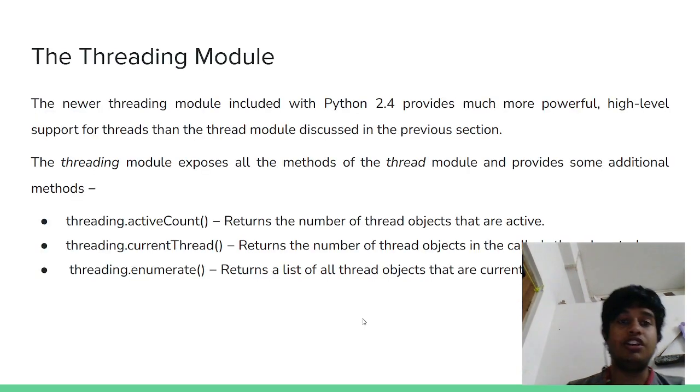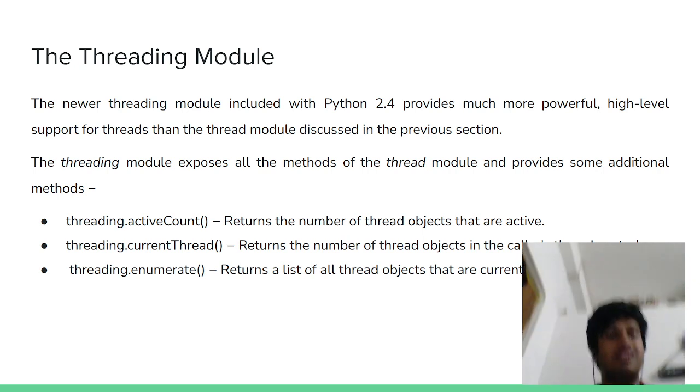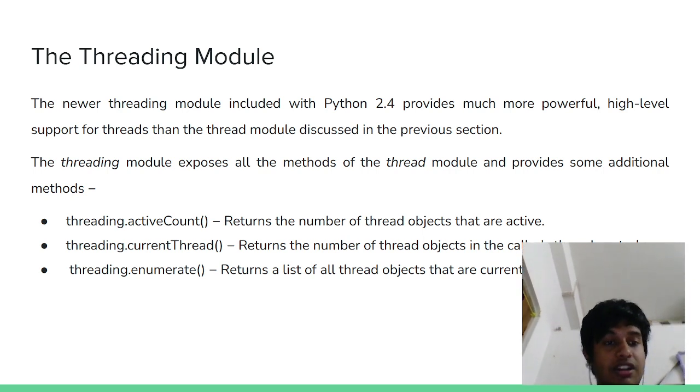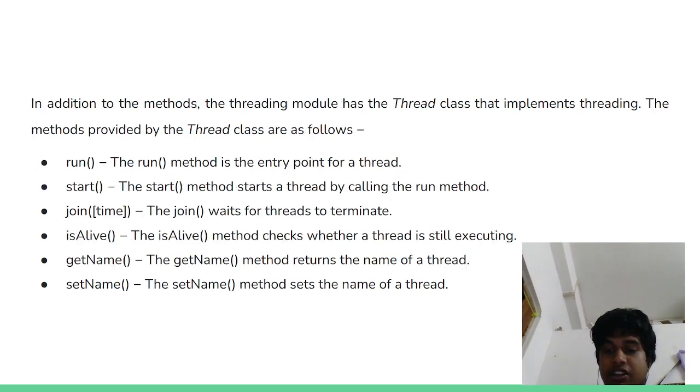The threading module. The newer threading module in Python 2.4 provides much more powerful, high-level support for threads than the thread module discussed in the previous section. The threading module exposes all the methods of the thread module and provides additional methods. threading.activeCount returns the number of active threads. threading.currentThread returns the number of thread objects in the caller's thread control. threading.enumerate returns a list of all the thread objects that are currently active.